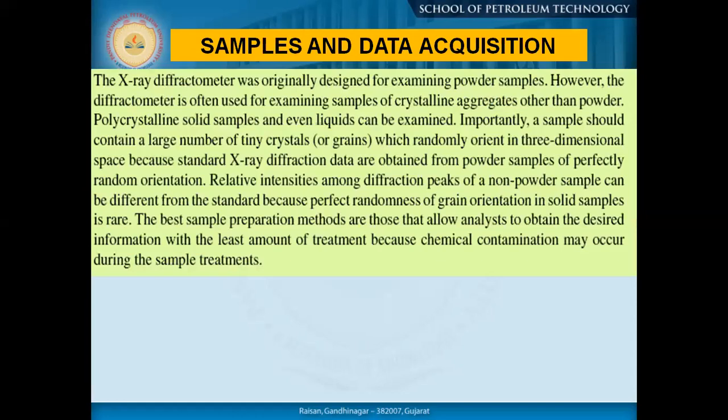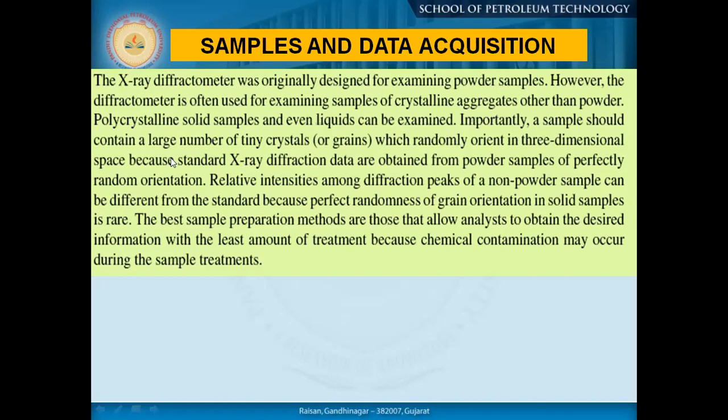Now we need to discuss the samples, how we acquire the data, and what problems are involved when we are preparing our samples or acquiring our data. Okay. So the X-ray diffractometer was originally designed for examining powder samples. However, the diffractometer is often used for examining samples of crystalline aggregates other than powder. So now there are different types: single crystal XRD, then polycrystalline or powder samples. Solid samples and even liquids can also be examined.